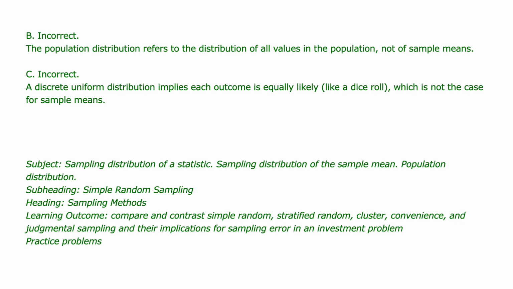B. The population distribution refers to the distribution of all individual values in the population, not the distribution of sample means. C. A discrete uniform distribution implies all outcomes are equally likely, like dice rolls, which is not the case here. Sample means follow a distribution shaped by the population and sample size.